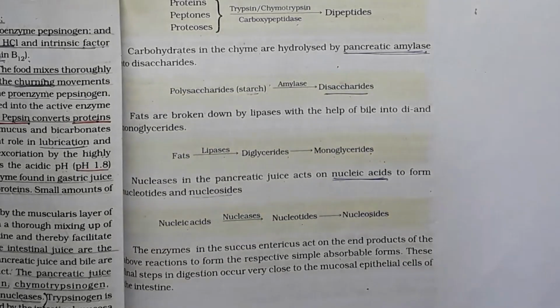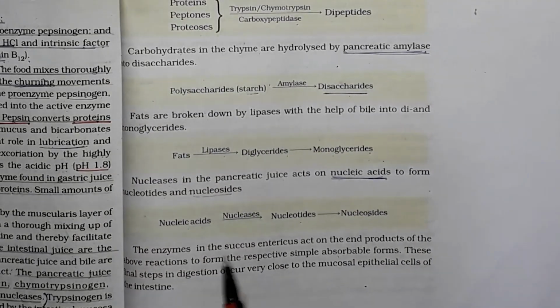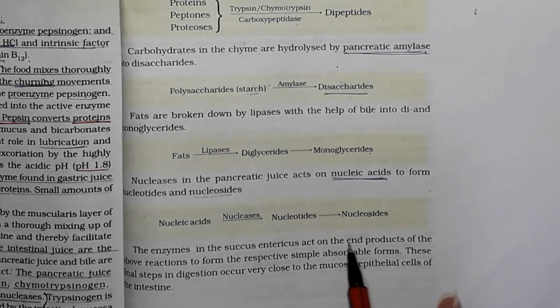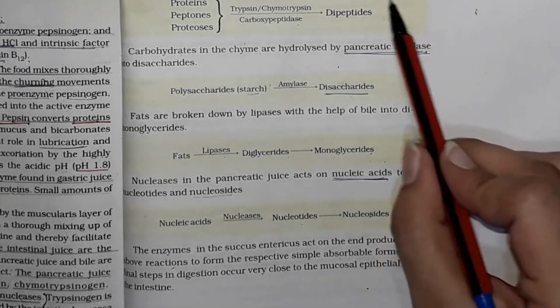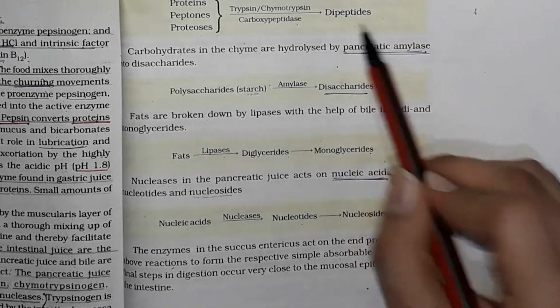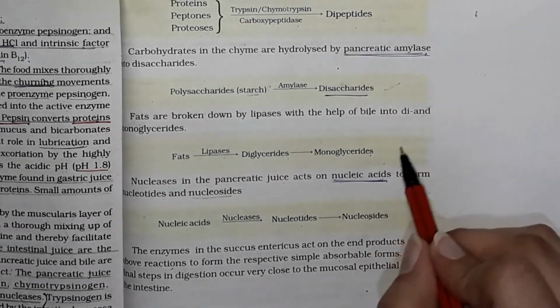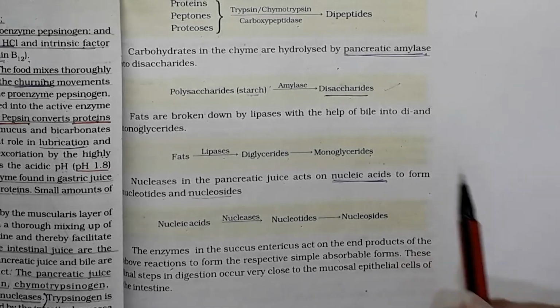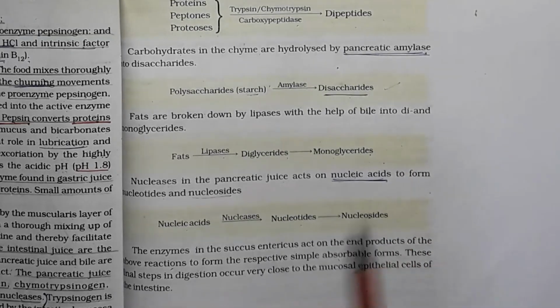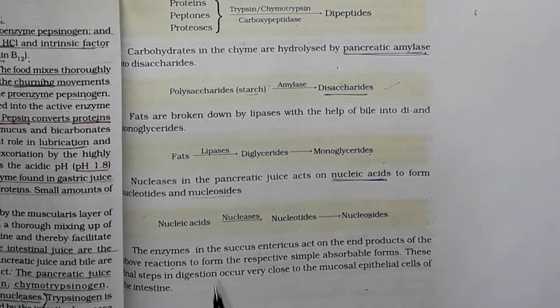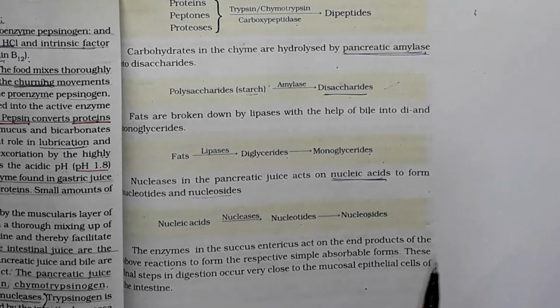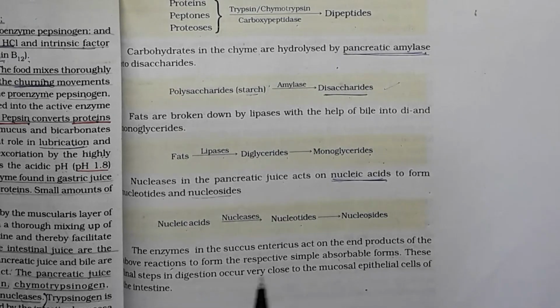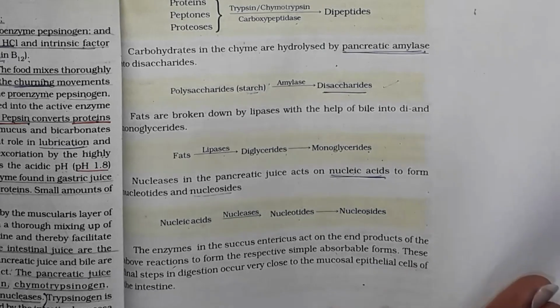Now, the enzymes present in the intestinal juice, the succus entericus, act on the end products of the above reactions. Like dipeptides, disaccharides, monoglycerides, and nucleosides that are formed. The enzymes present in the intestinal juice act on the end products of these reactions to form the respective simple absorbable forms that are easily absorbed. Now, these final steps in digestion occur very close to the mucosal epithelial cells in the intestine so that the absorption is easy.